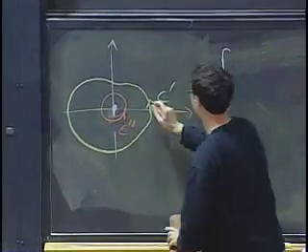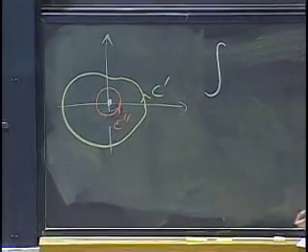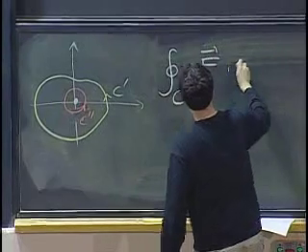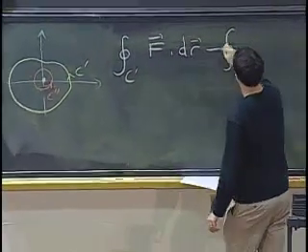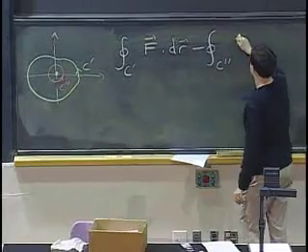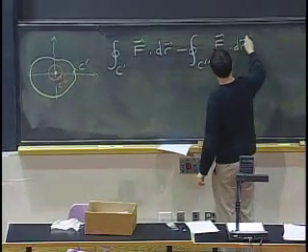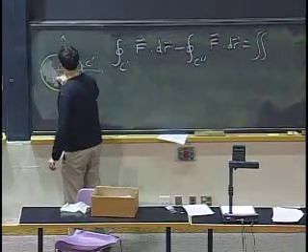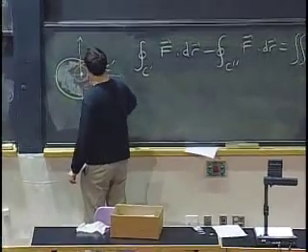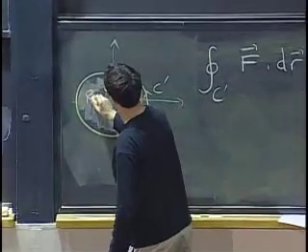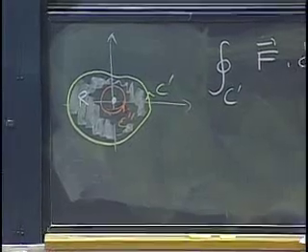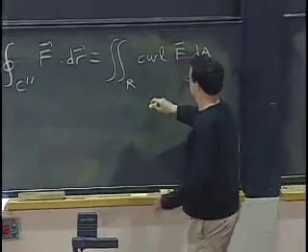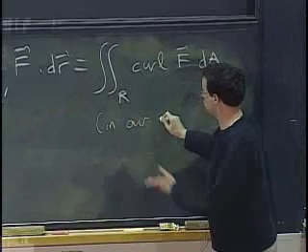So let's say we have C prime and C double prime, both going counterclockwise. Then I claim that Green's theorem still applies and tells me that the line integral along C prime minus the line integral along C double prime is equal to the double integral over the region in between, so now it's this region with a hole, of the curl. And in our case, that will turn out to be 0 because curl is 0.